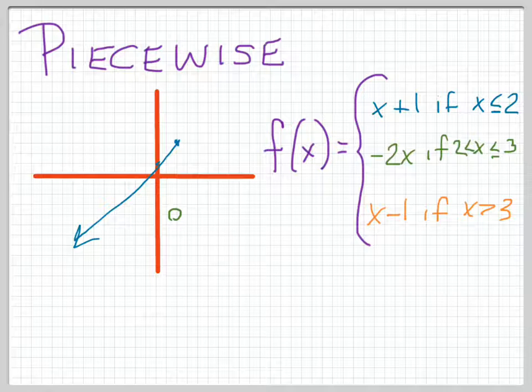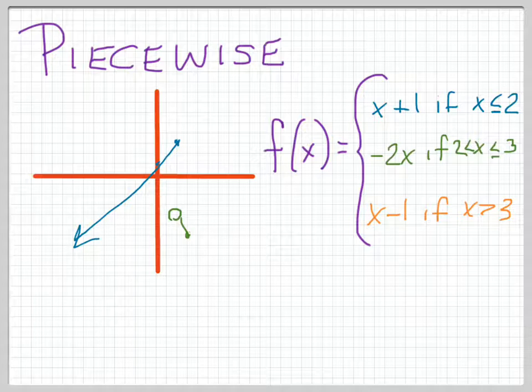Then if we put the other side, 3, into the expression, we get -2 times 3 is -6. But that point can be a solid point because it has an equal sign under it. And then we connect those values together.